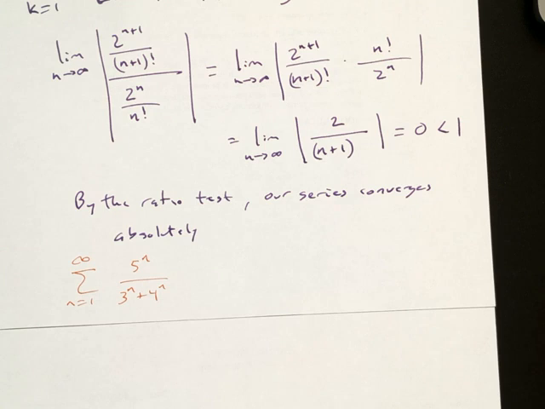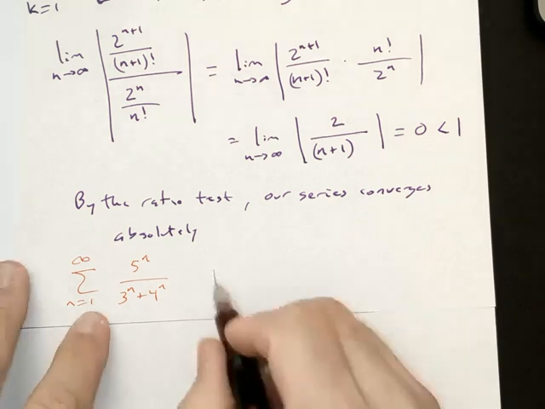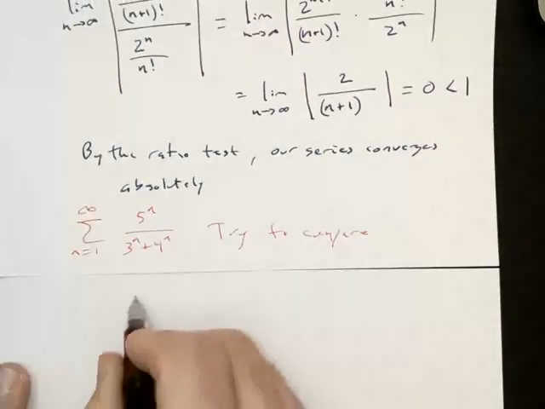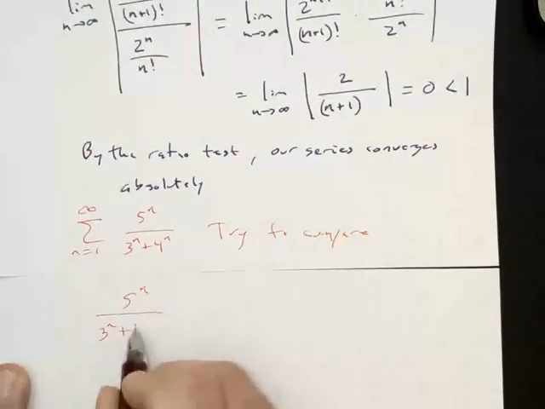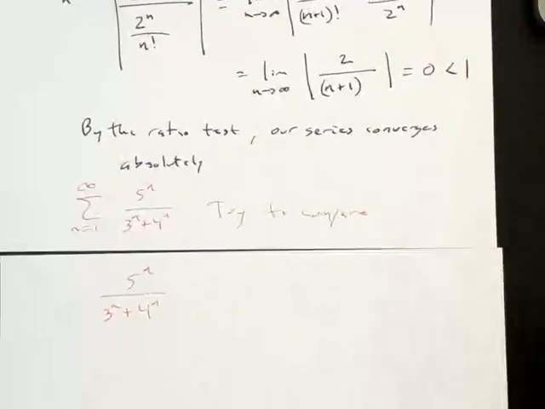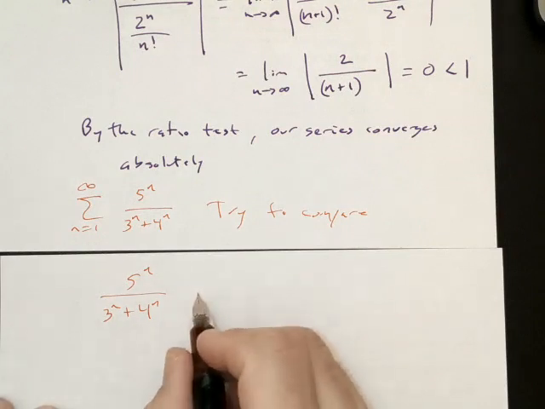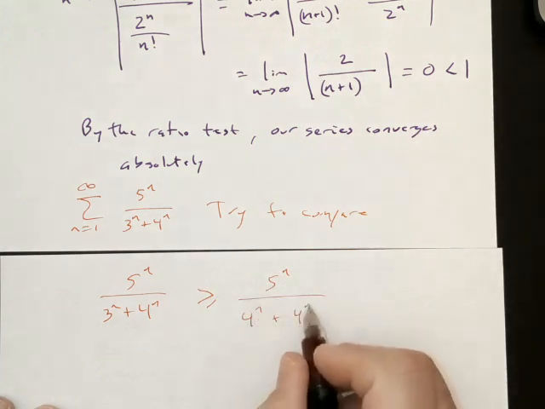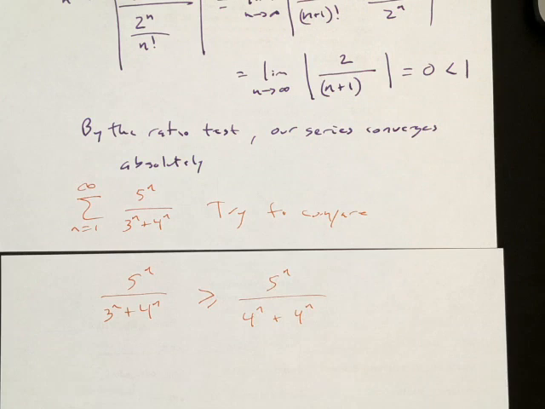But it's almost geometric, isn't it? So let me build a comparison. I'm going to look at 5 to the n over 3 to the n plus 4 to the n, and I'm going to make the bottom of that fraction bigger. And if I make the bottom bigger, what happens to the whole fraction? It's smaller. So this is bigger than 5 to the n over 4 to the n plus 4 to the n. Yes? Made the bottom of the fraction bigger, I made the whole thing smaller.